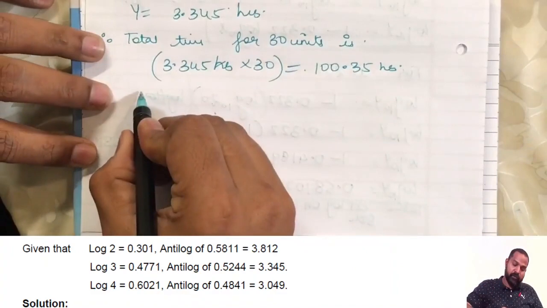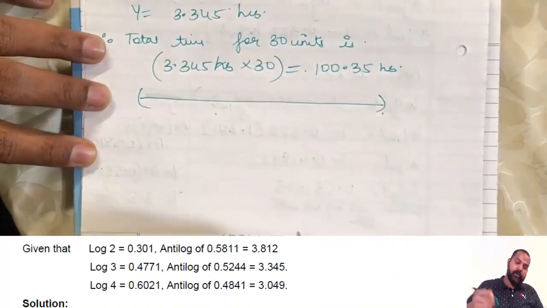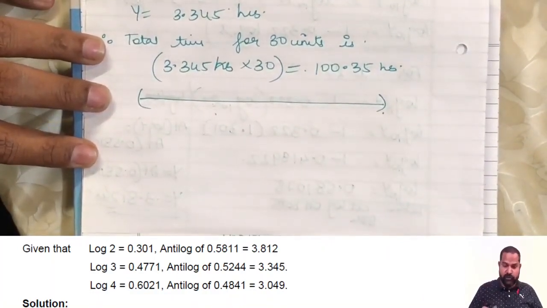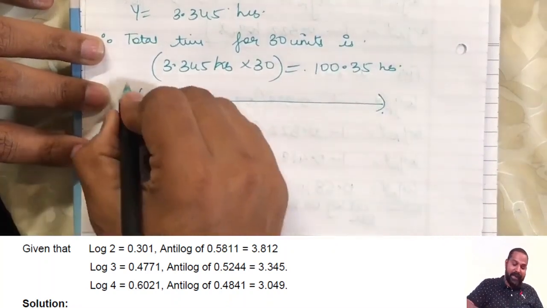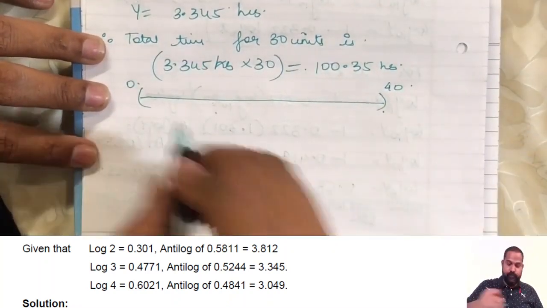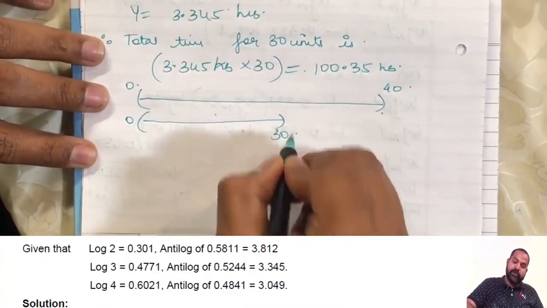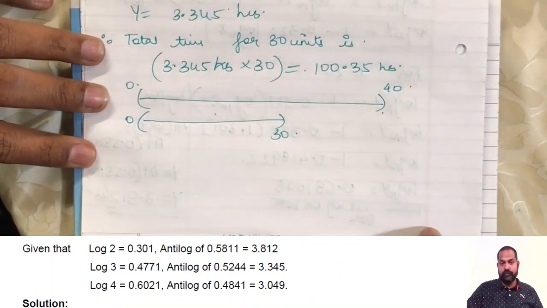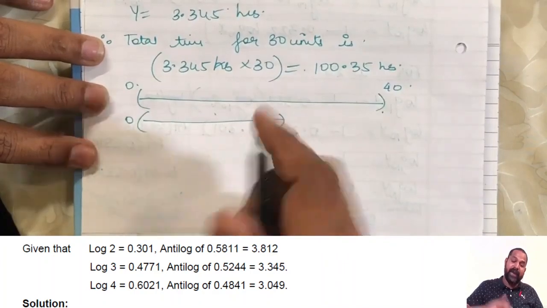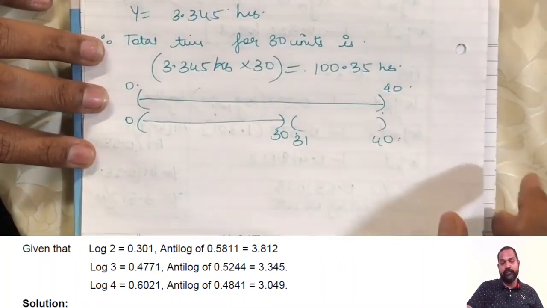What do they want? They are saying that if you want me to give you 31 to 40 units, according to my formula, I can give you 0 to 40 units. According to my formula, I can give you 0 to 30 units also. And you want 31 to 40, then from 0 to 40, subtract 0 to 30, and you will get the time for 31 to 40.